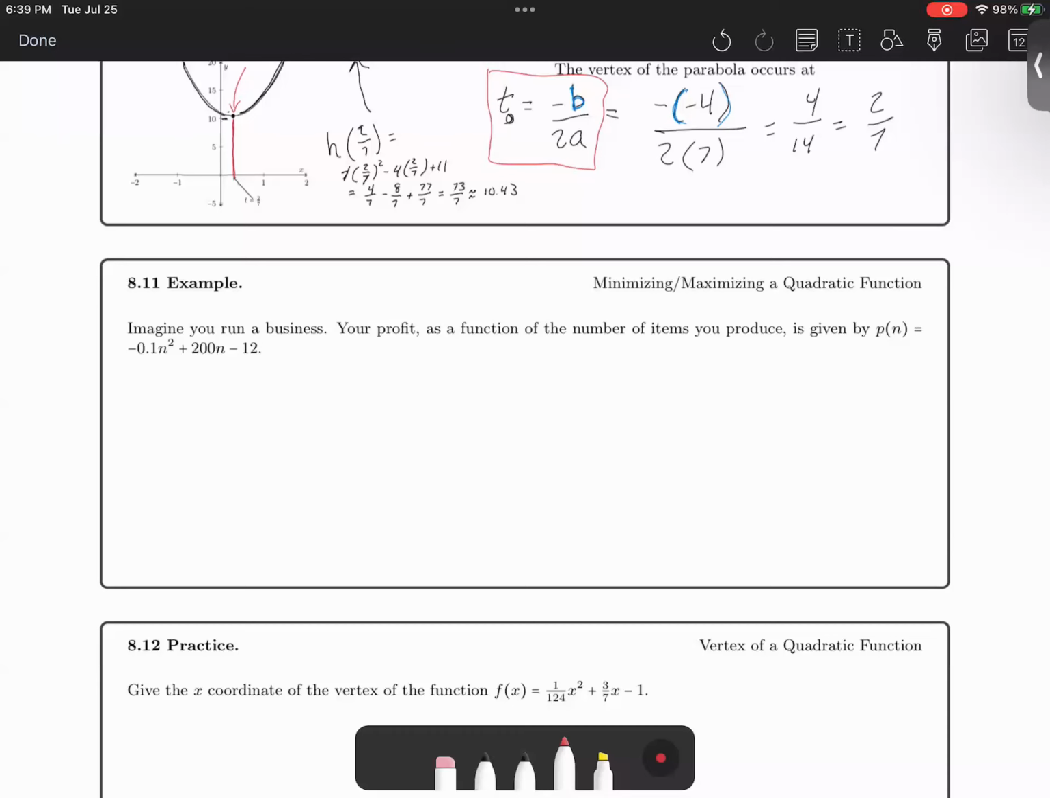Let's see a real world example of a quadratic function. Let's say that we run a business and our profit as a function of the number of items we produce is given to us by P of n is minus 0.1 n squared plus 200n minus 12.